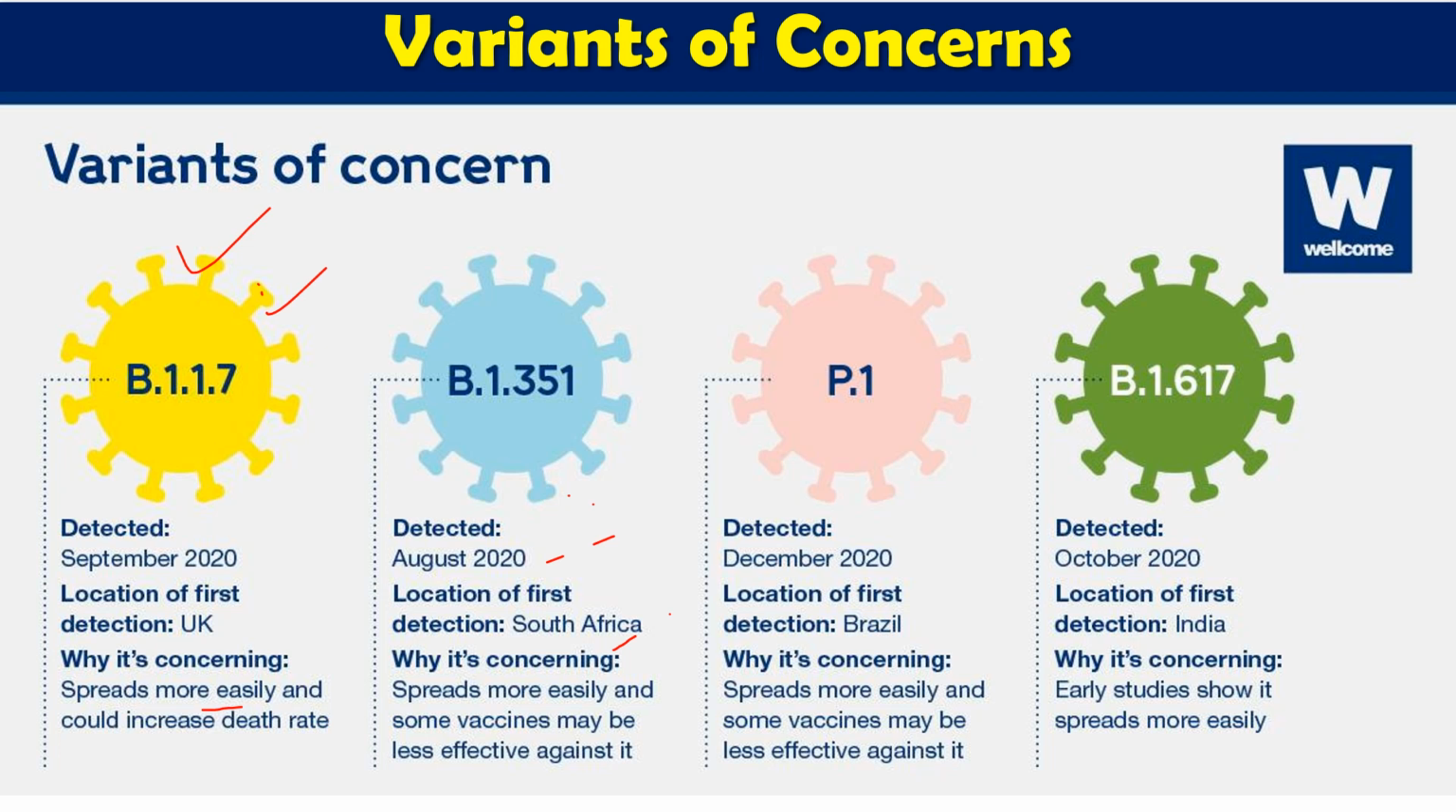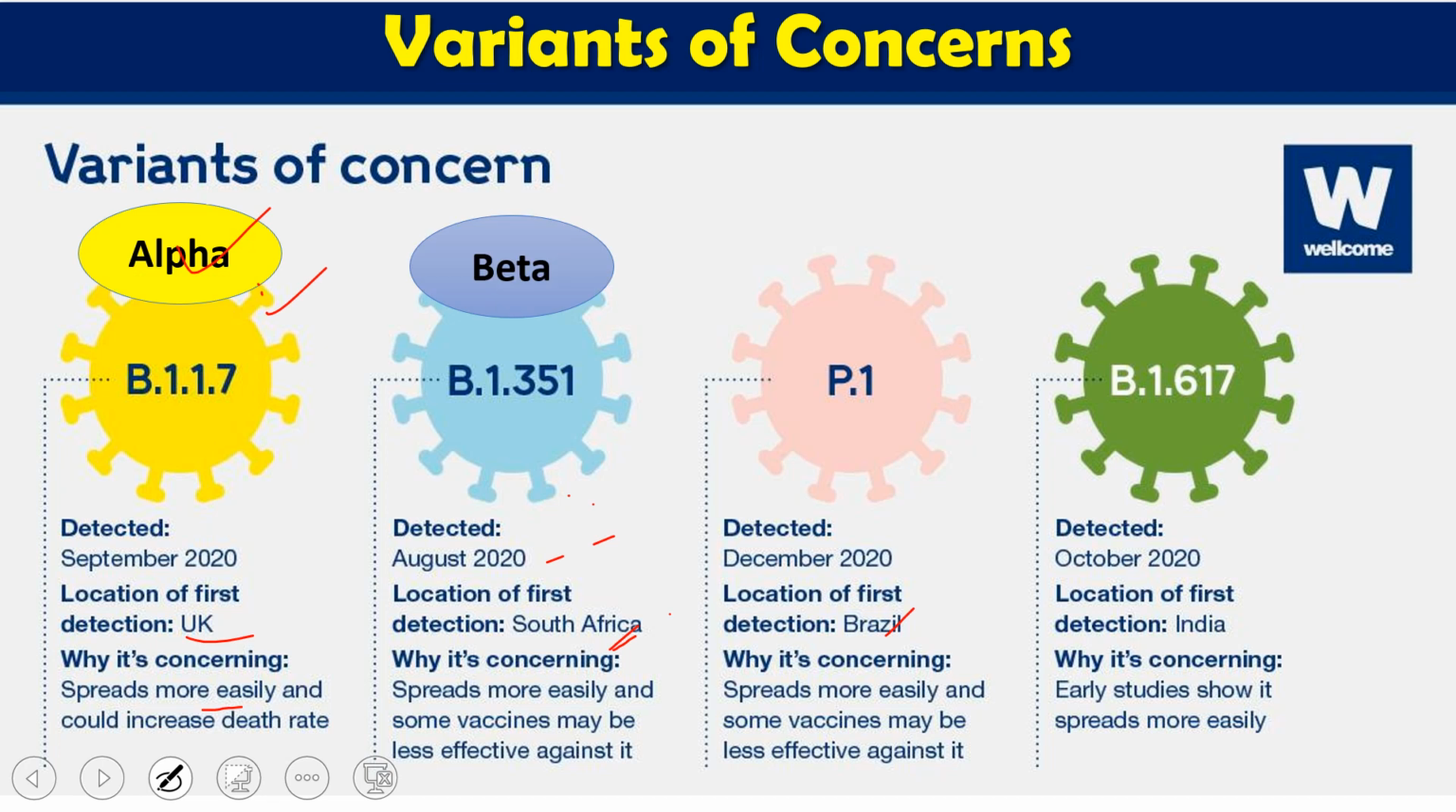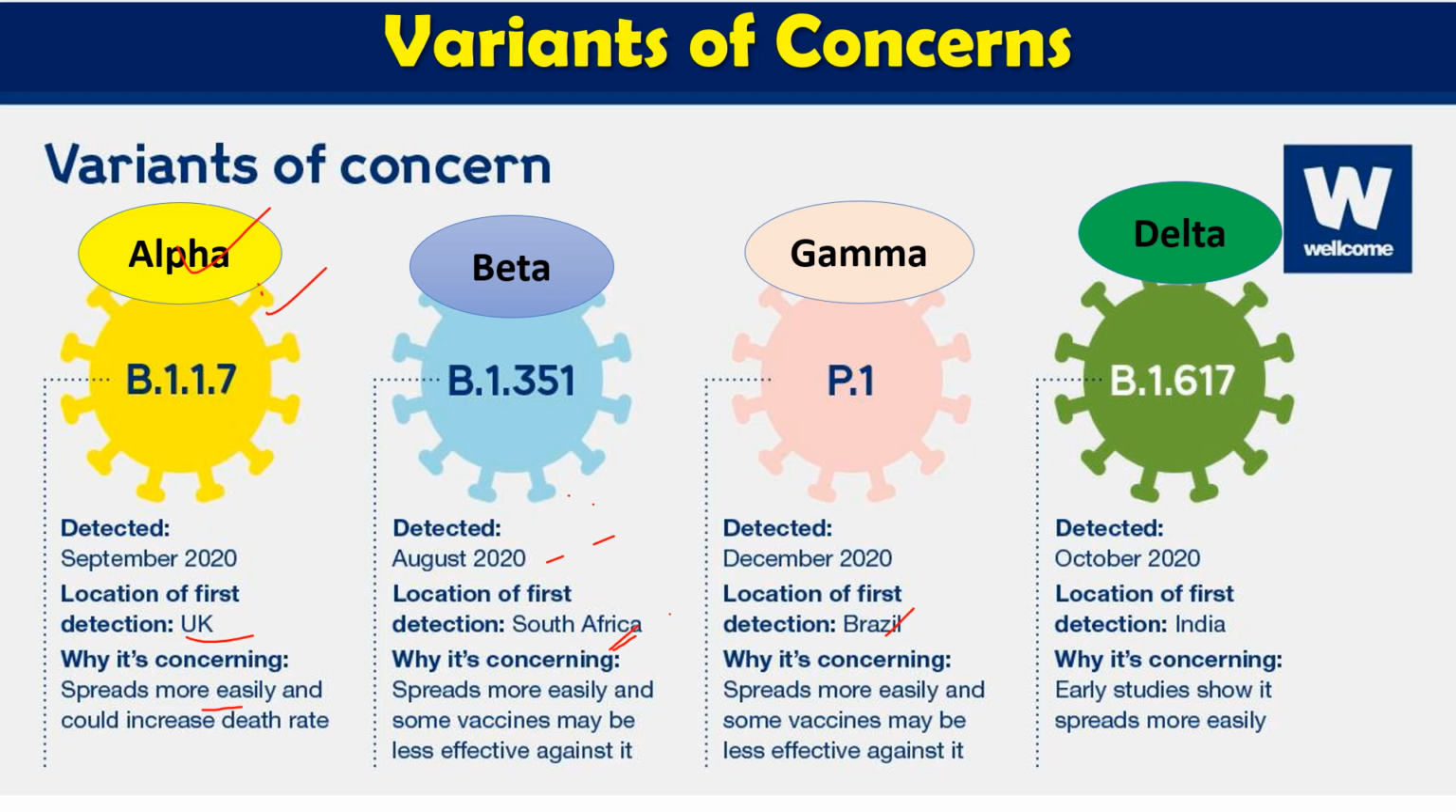Initially when they were declared, they were called the UK variant, African variant, Brazilian variant, or Indian variant. Now WHO has given them separate names. The UK variant is called alpha, the African variant is called beta, the Brazilian variant is called gamma, and the Indian variant is called delta. So these are the four different variants of more concern because of their higher transmission rate.